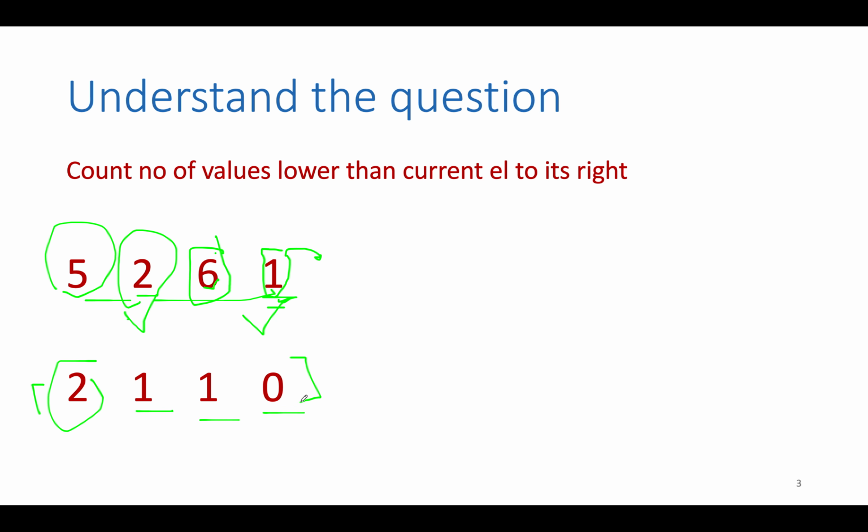So the naive approach is pretty straightforward, order of n square complexity, and for each element you'll search the count of lower numbers to its right. But this is not what we want to do in this question. This being a hard problem, it has to be time efficient.